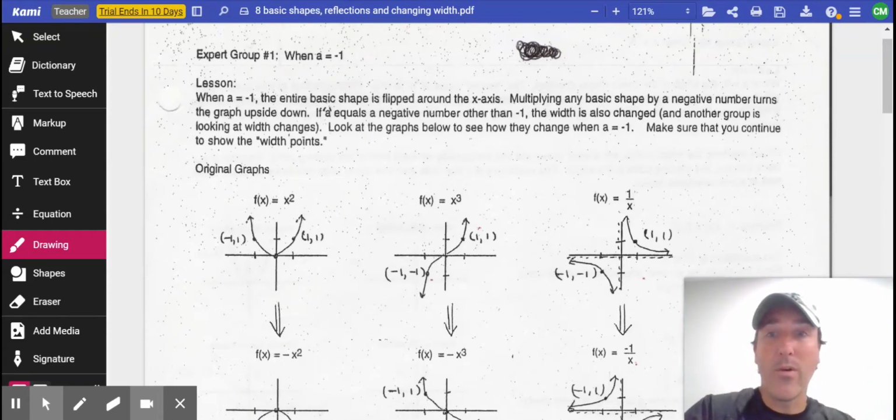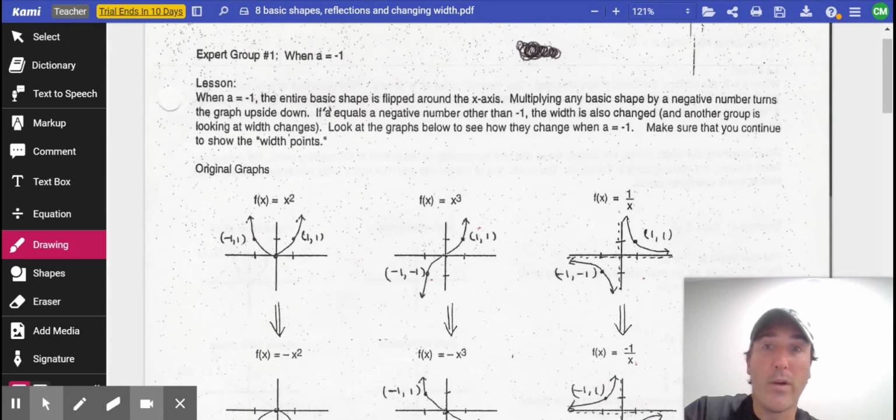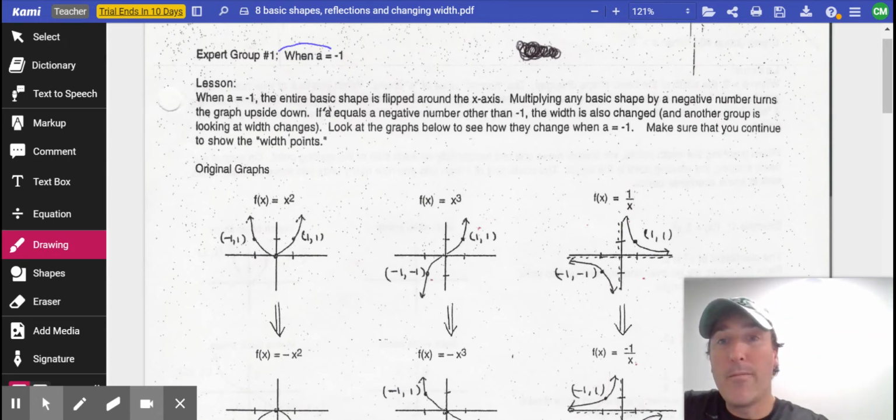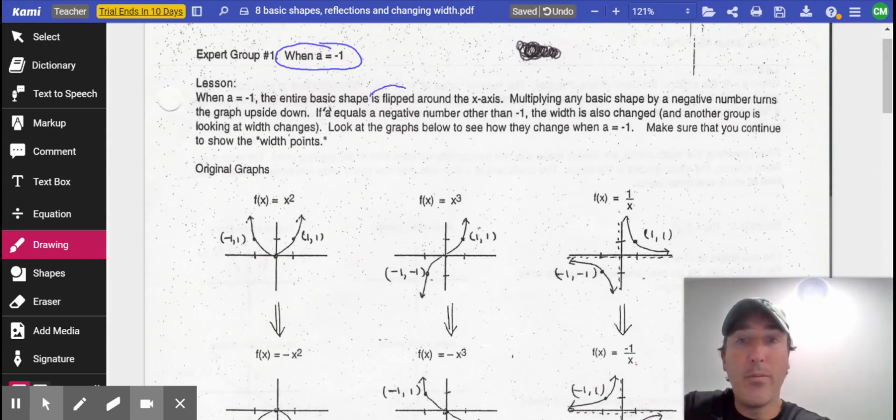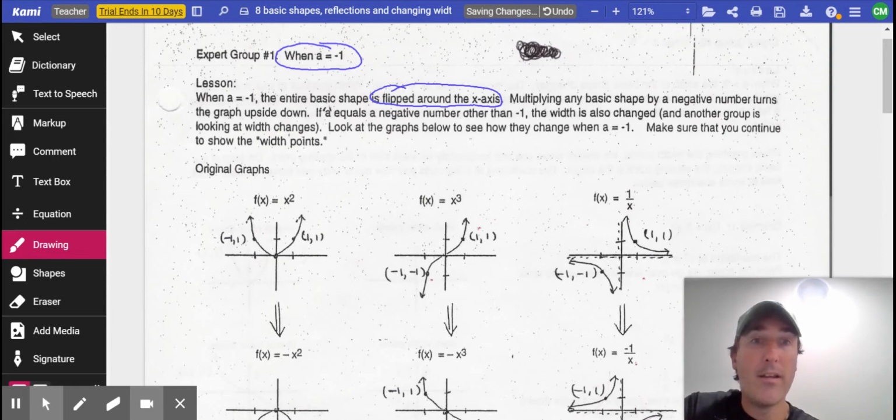All right, guys, in this video we're going to take a look at two different things. We're going to look at when we throw a negative out in front of all these basic shapes, how it's basically going to flip over, or you could say around, the x-axis. If you just read through this, the first part says if you multiply any basic shape by a negative number, it's going to turn the graph upside down. So A is basically the leading coefficient.